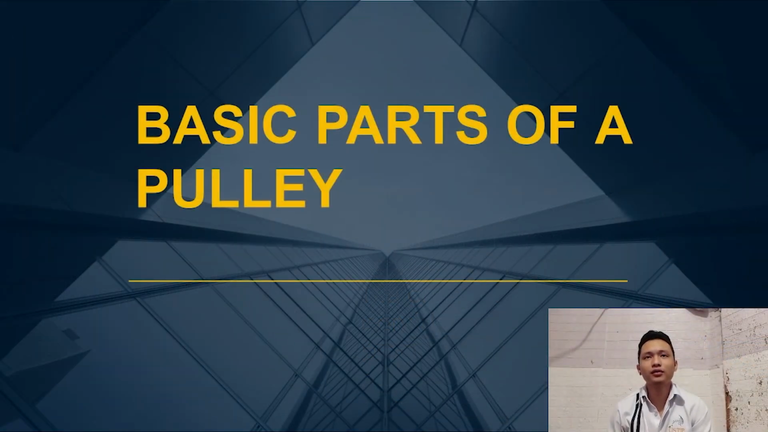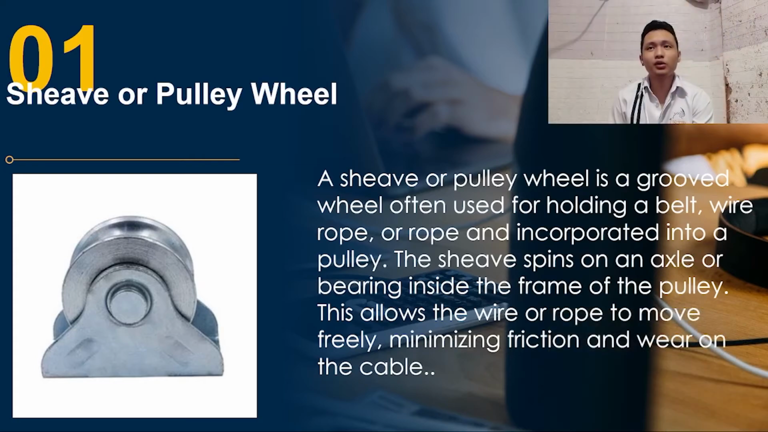So let us now move on to the basic parts of a pulley. First is the sheave or pulley wheel. A sheave or pulley wheel is a grooved wheel often used for holding a belt, wire rope, or rope and incorporated into a pulley. The sheave spins on an axle or bearing inside the frame of the pulley. This allows the wire or rope to move freely, minimizing friction and wear on the cable.